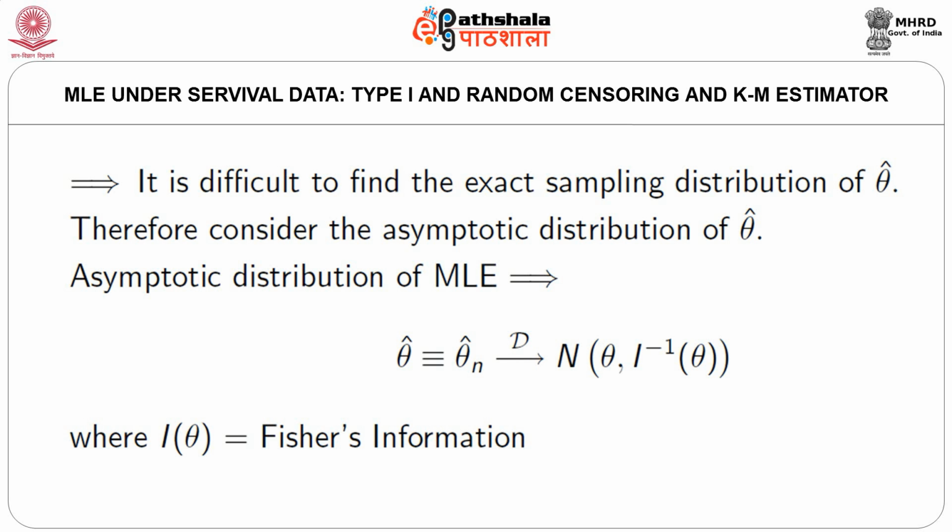It is difficult to find the exact or small sample distribution of theta hat, as its denominator r is not fixed but a random variable. This also implies that we have to consider the asymptotic distribution of theta hat. Using the asymptotic distribution of the maximum likelihood estimator, we can write theta hat, which can also be denoted by theta n hat, converges in distribution to normal with mean theta and variance I theta inverse, where I theta is, as usual, Fisher's information.